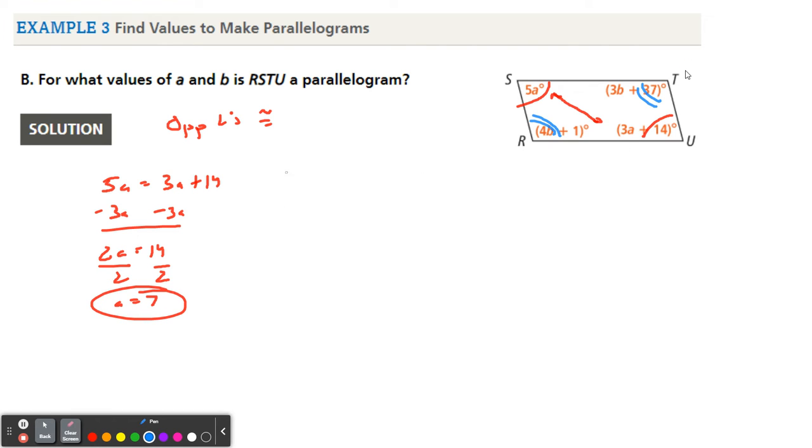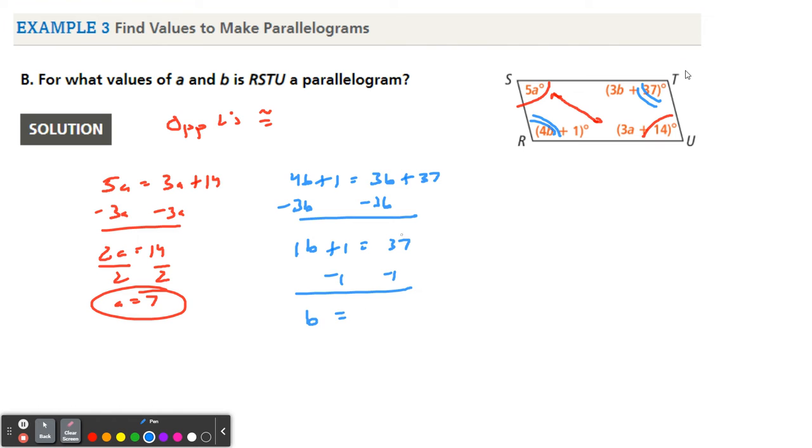For the B angles, let's set 4B plus 1 equal to 3B plus 37. Let's subtract 3B on both sides to combine my B's. 4 minus 3 is 1B. Again, that 1 doesn't have to be there. 1B plus 1 equals 37. Let's subtract 1 on both sides. Again, I'm going to drop the 1 from the B, so B equals 37 minus 1, which is 36. And there are your values of A and B.